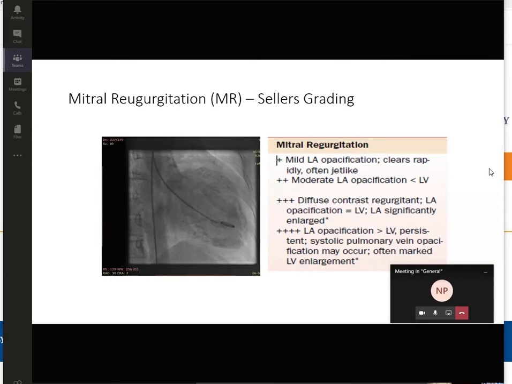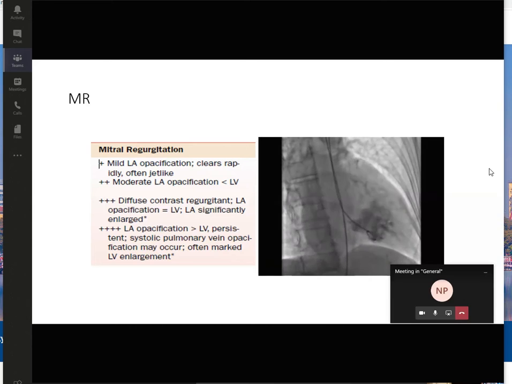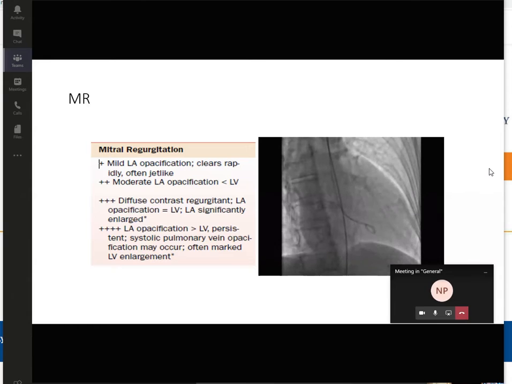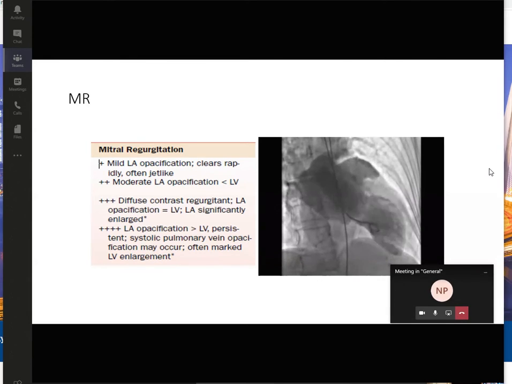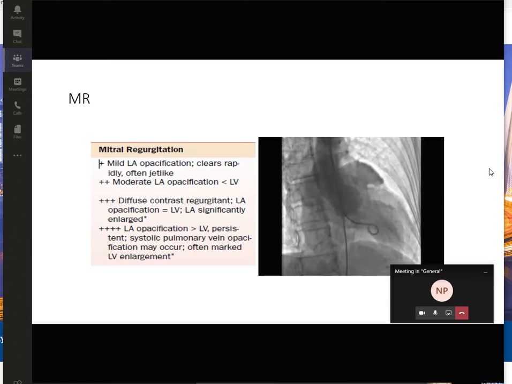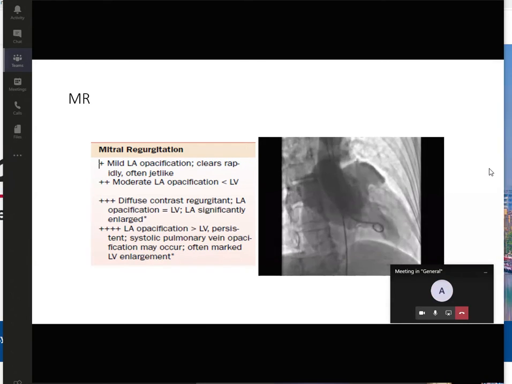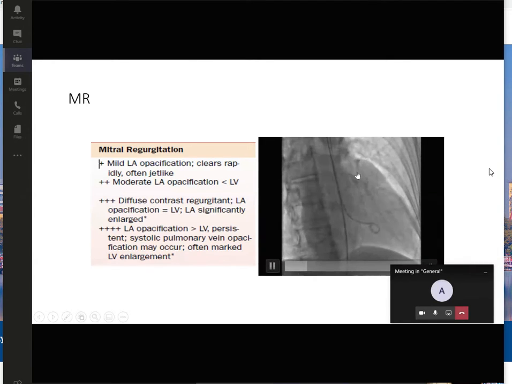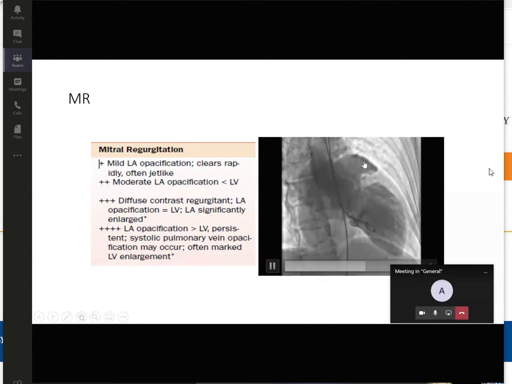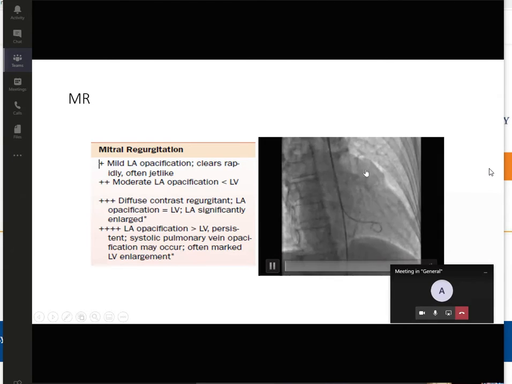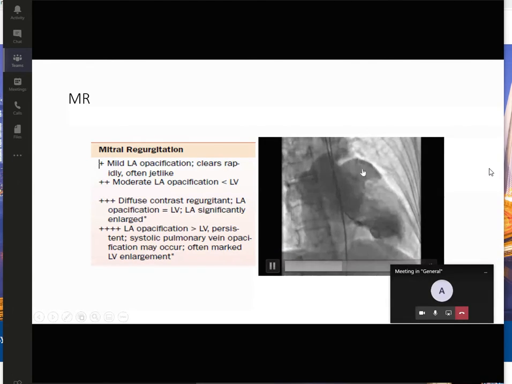Who graded mitral regurgitation is written there: Sellers' grading. So how will you grade mitral regurgitation? What is the grade of mitral regurgitation here? Sir, LA is opacified more than LV, grade 4. And what else is filling? The pulmonary veins, and the left atrial appendage.